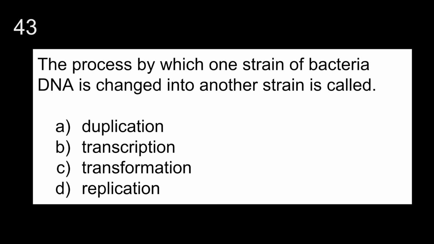Okay, now the multiple choice portion of your exam. Question 43. The process by which one strain of bacteria DNA is changed into another strain is called A, duplication, B, transcription, C, transformation, or D, replication. And the answer is transformation. And that's what that guy Griffith figured out, Frederick Griffith.